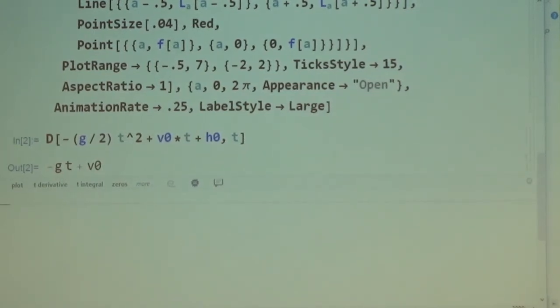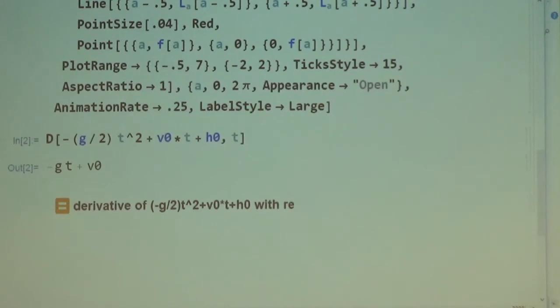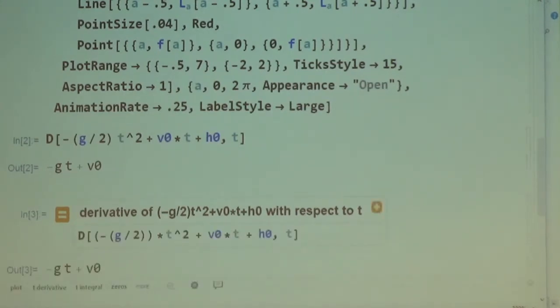You can access Wolfram Alpha through Mathematica just by pressing the equal sign and typing something like this: derivative of negative g over 2 t squared plus b0 times t plus h0 with respect to t. I hope this works. Wolfram Alpha runs on artificial intelligence, so it tries to interpret what you want. Let's see. Maybe it wants an extra times in there. Oh, it interpreted what I wanted correctly.